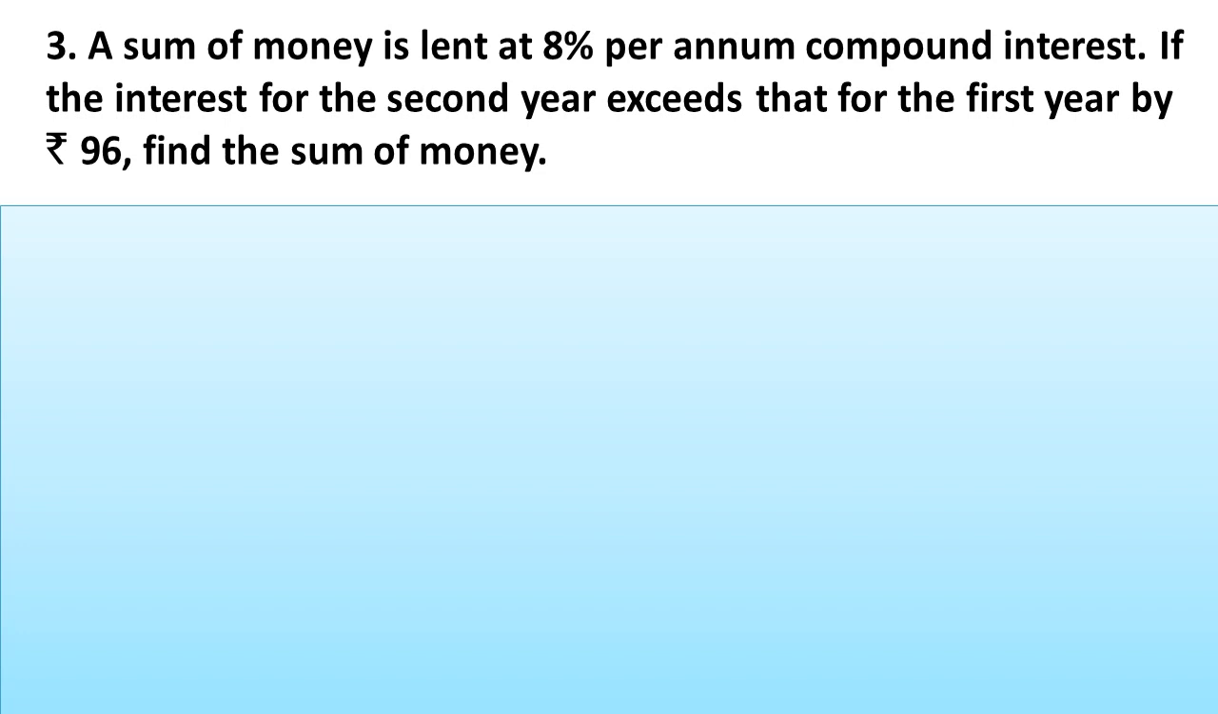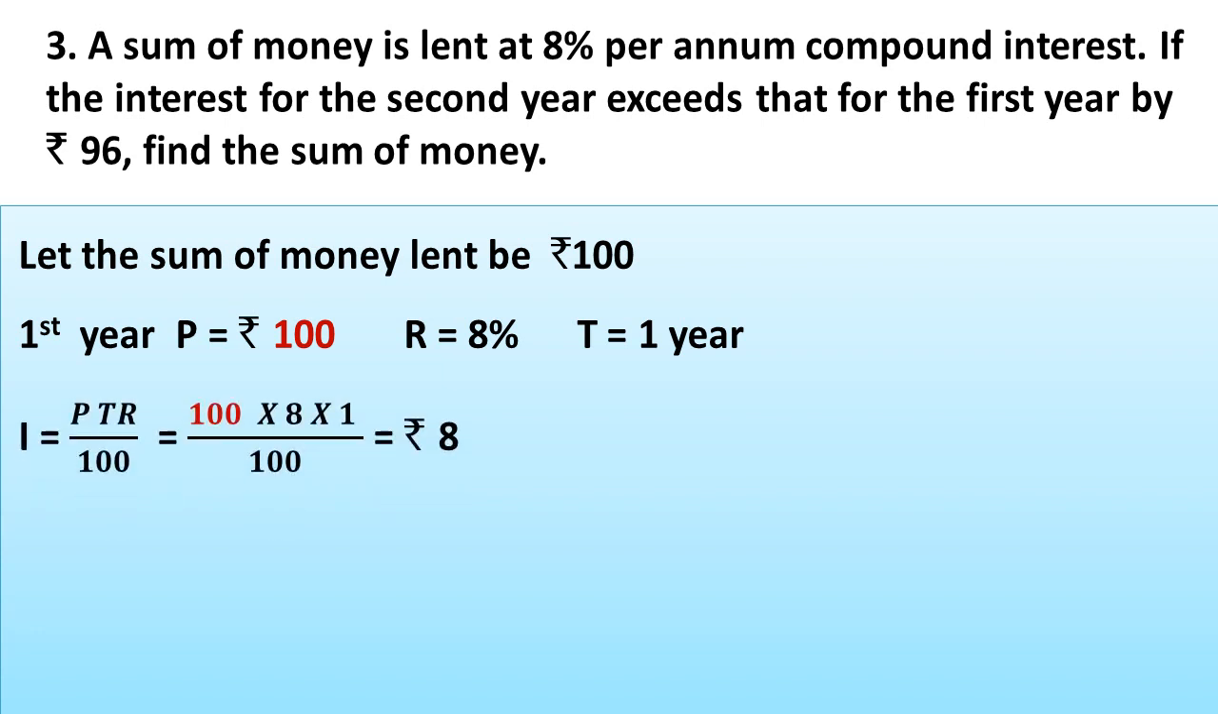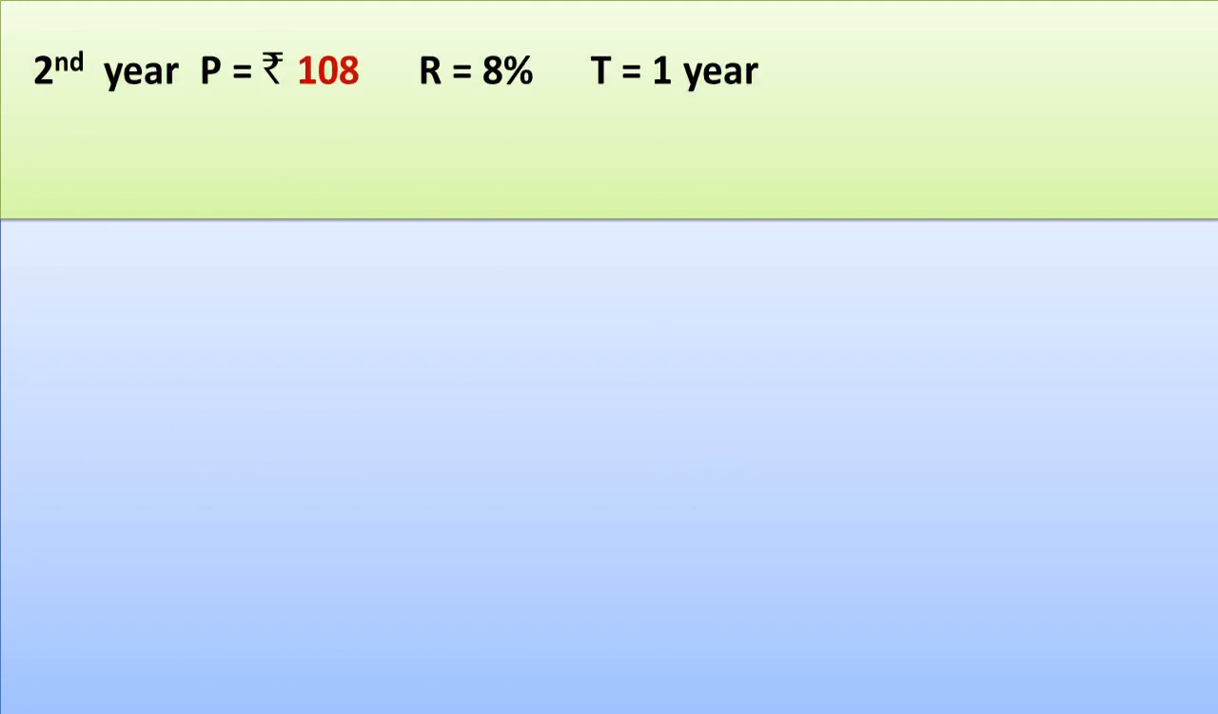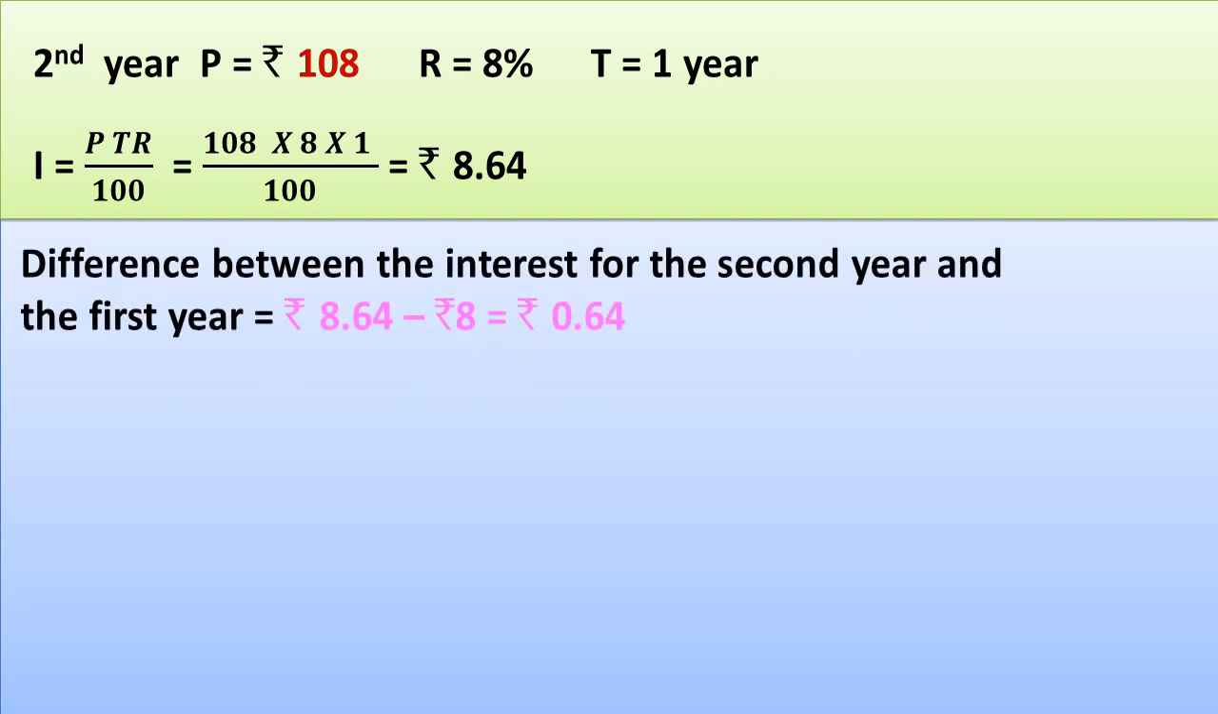Let us consider the sum of money as rupees 100 and R, that is rate of interest, as 8%. Calculate the interest to be paid for the first year, that will be equal to rupees 8, and the amount is equal to rupees 108. Consider rupees 108 as the principal for second year and calculate the interest for the second year, that is rupees 8.64. Calculate the difference between the interest for the second year and first year, that is equal to 0.64.